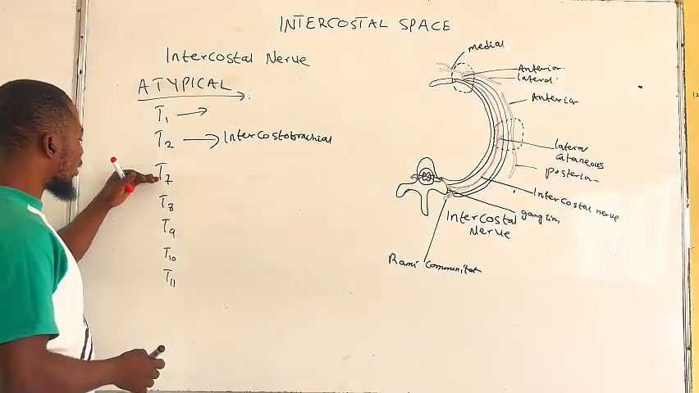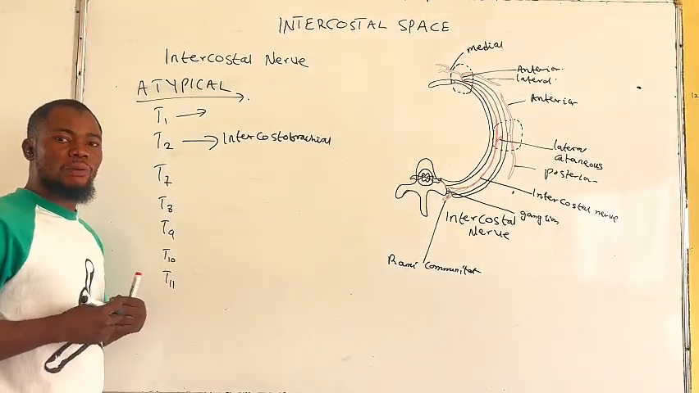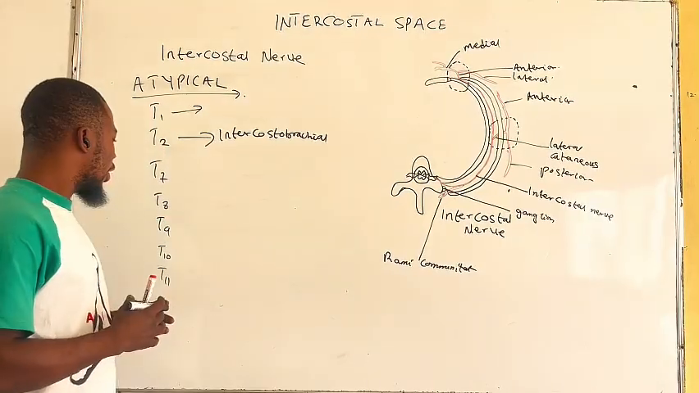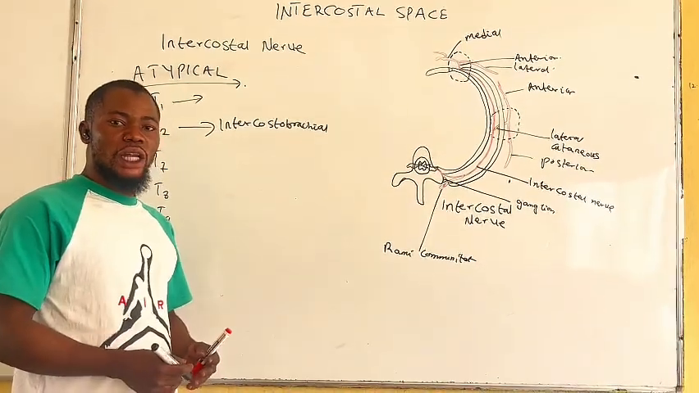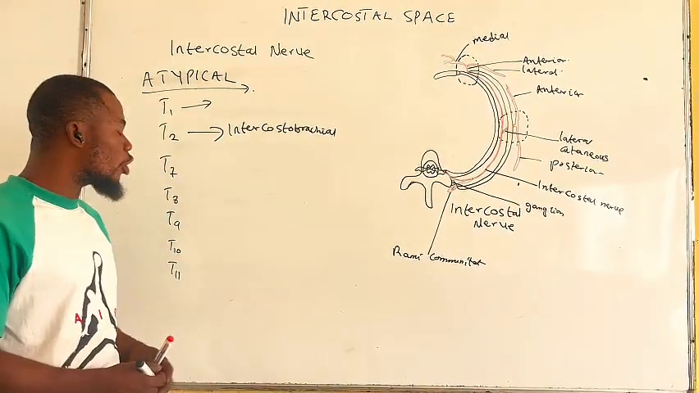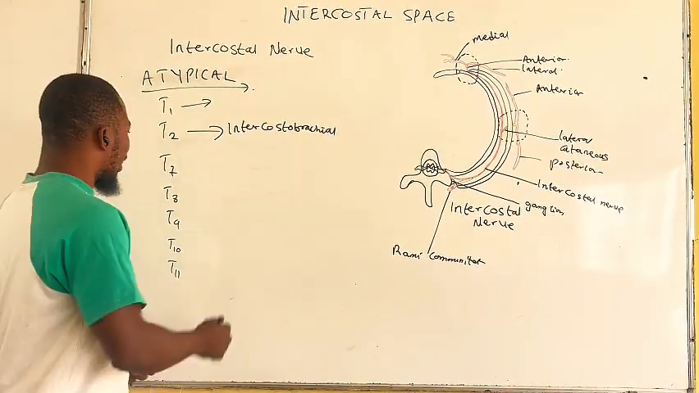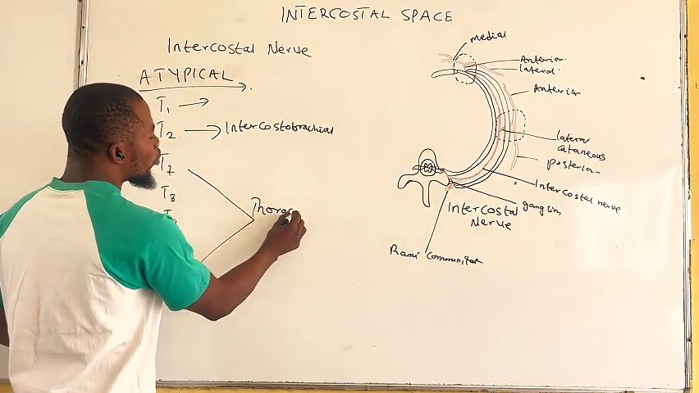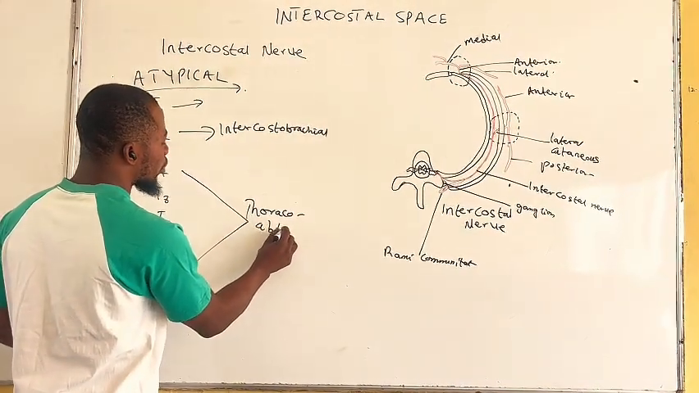Anterior rami of T7 to T11, after supplying their corresponding space in the thorax, enter the abdomen, where they supply the anterior abdominal wall muscles as well as the skin of the anterior abdominal wall. So they are all together called thoraco-abdominal nerves.